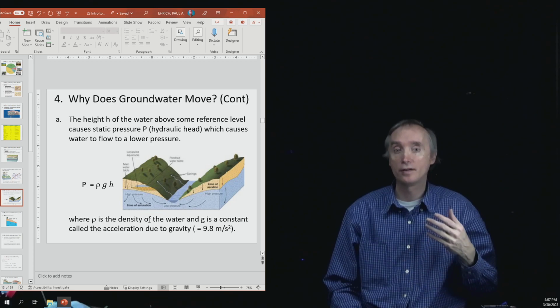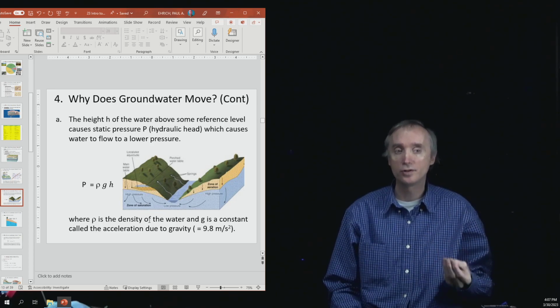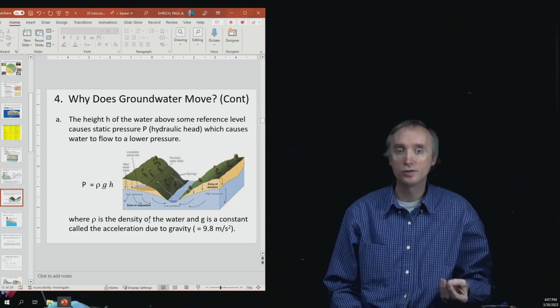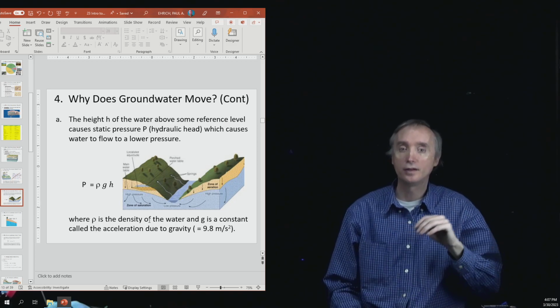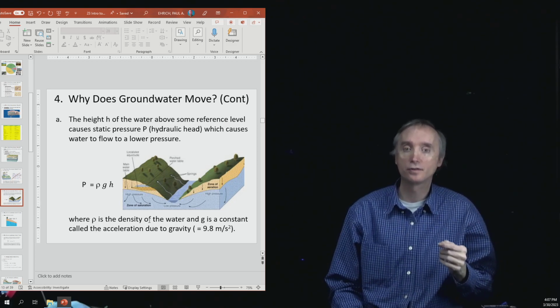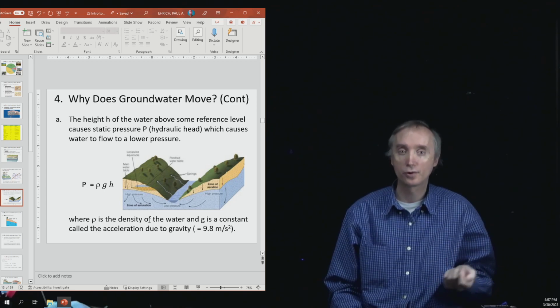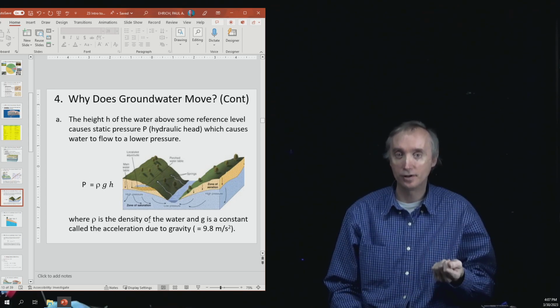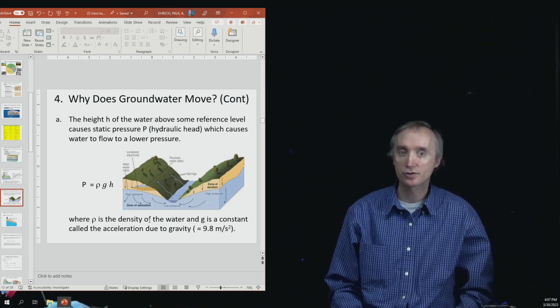We also found out that gravity causes a river to flow. And notice that in all of these conditions, it always went from high to low. So in this case, water is going to flow from high pressure to low pressure, and the pressure is going to be caused by gravity. Another name for this pressure is hydraulic head.